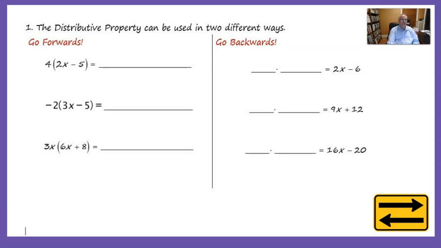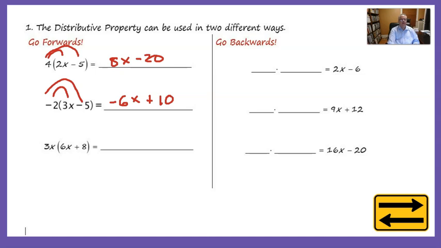So this first one, we just have to distribute the 4. 4 times 2x and 4 times minus 5 gives you 8x minus 20. That's actually a 20, not a 26. Sorry about that. Here we have negative 2 times 3x and negative 2 times negative 5. So that'd be a minus 6x. A negative times negative is a positive, so that's going to be a plus 10.